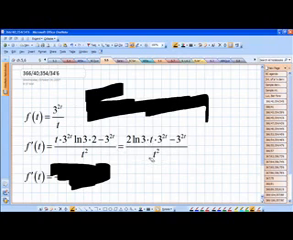And then you can clean this up a little bit. What I did was reordered things and factor out a 3 to the 2t. The 2 ln 3, I made a ln 9.